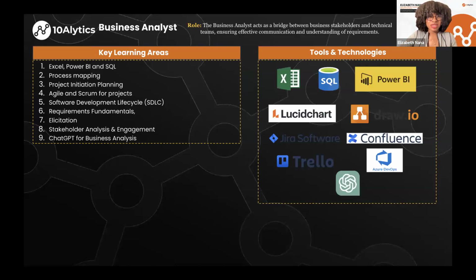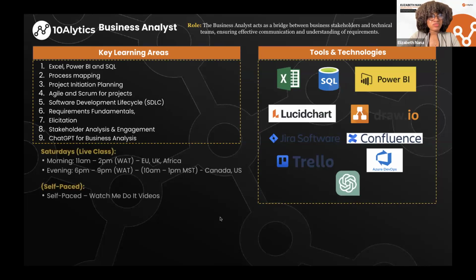So you're learning process mapping. How do you map out processes? How do you initiate projects like a project manager? How do you plan for projects like a project manager? What exactly is the agile methodology? What is the Scrum framework? How do you apply them to projects that you're working on? You're learning software development lifecycle. You're learning the fundamentals of requirements. What is requirement gathering all about? What are all the things that you need to know to gather requirements efficiently? You're also learning how you can elicit requirements, elicitation techniques, right? Your stakeholder analysis and engagement, and finally, AI. All right. That's what you'll be learning with this particular program.